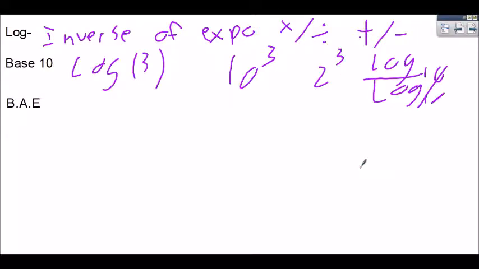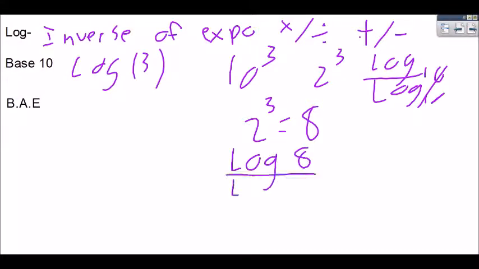So let's look at the example of 2 cubed is going to be equal to 8. So when I type into my calculator, I need to do log of my answer divided by log of my base is going to equal my exponent. And you can try this in your calculator real quick to prove it.